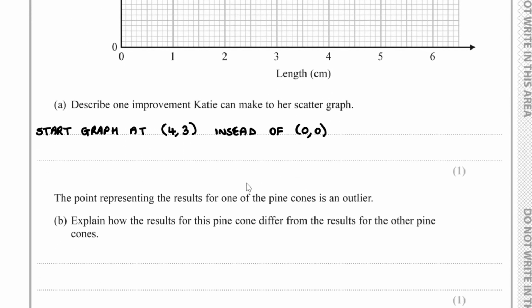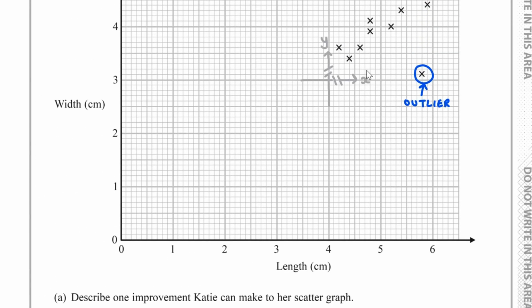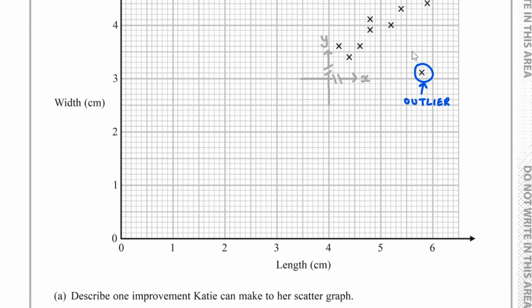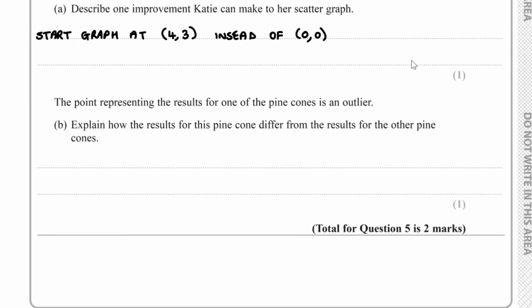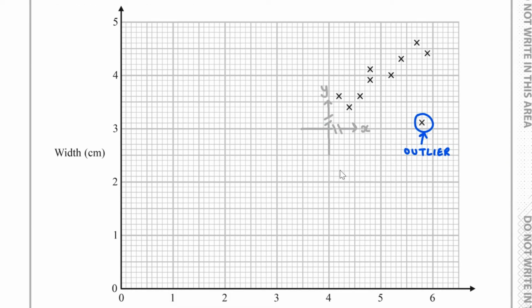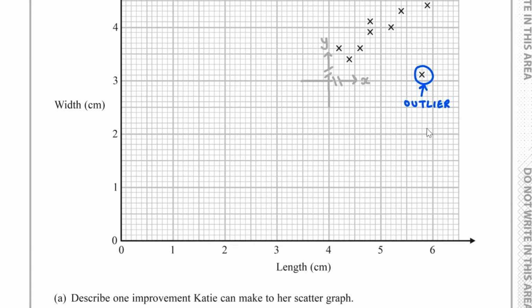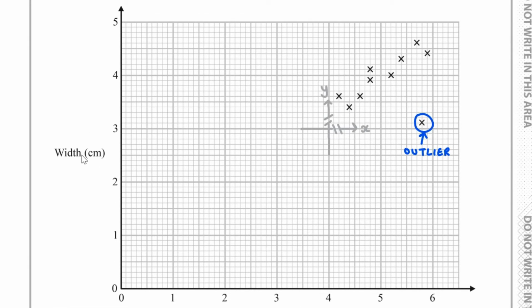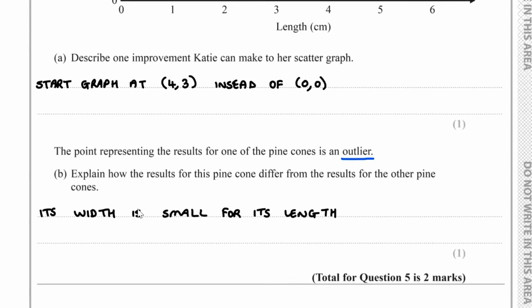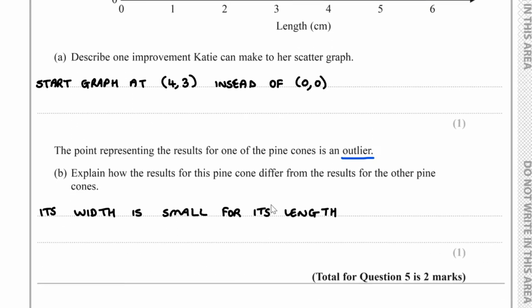So when we come to describe how this result differs from the other results we see here, let's just write down some appropriate explanation for this outlier. Well, for this length over here, which is around 6 centimeters, the width is extremely low. Now if we compare that with, say, this point, you can see the length here is quite high for a similar length. So therefore, its width is small for its length.